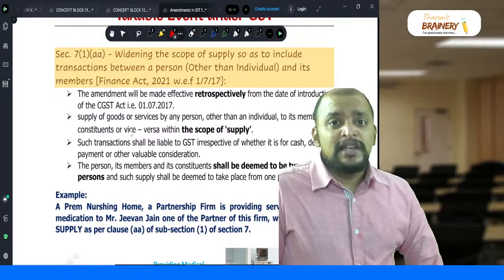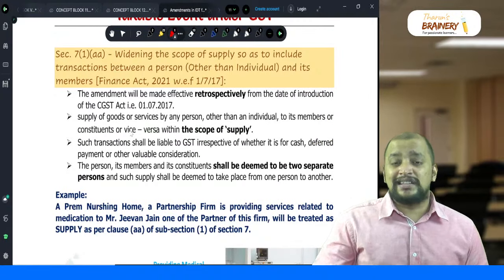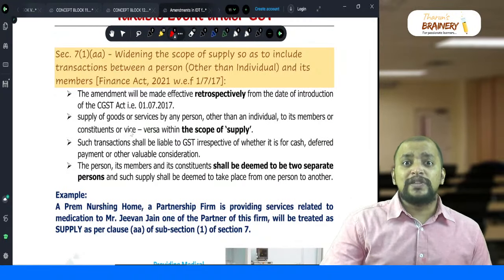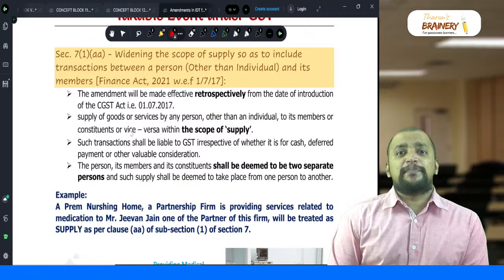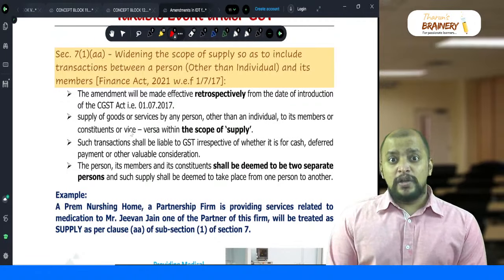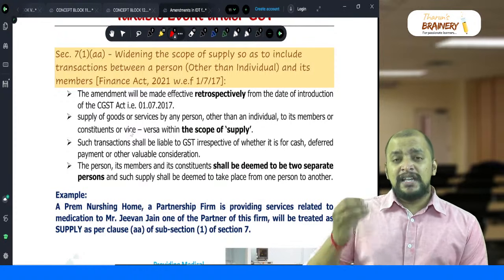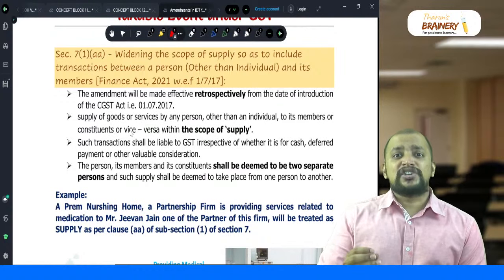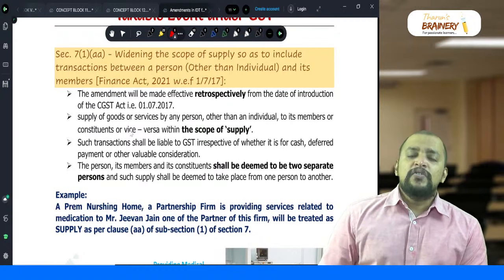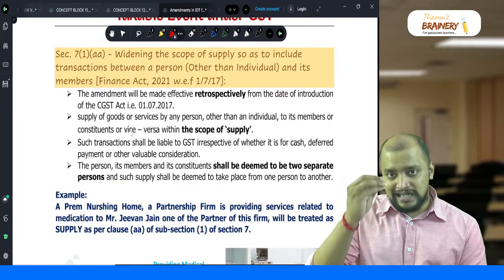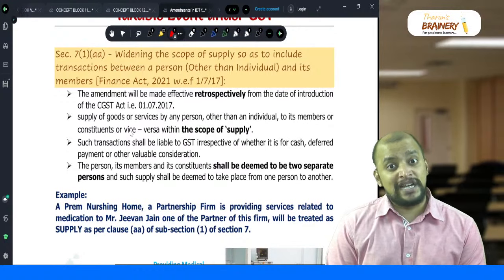Okay, what does it say? A person other than individual provides services to their members, or vice versa, both are given. So for example, you take a partnership firm or a company. Who are the members of the company? Shareholders of the company. Now that company is providing some services to the shareholder like share transfer, etc., for which they collected some fee, share transfer fee. Will this be coming under supply? Yes. Even though they are providing this to their members, it will come under supply, 7(1)(aa).